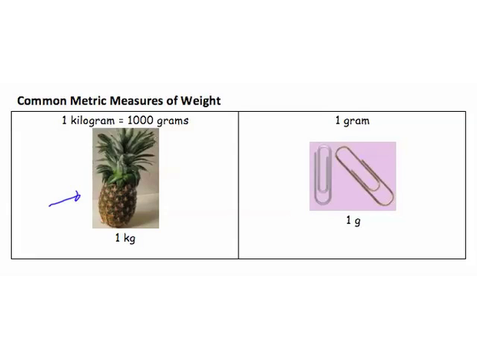We also have here a gram, and a gram is a very small amount of weight. You can see here I have 2 paper clips. So if you put 2 paper clips together, small paper clips, that would be the weight of 1 gram.